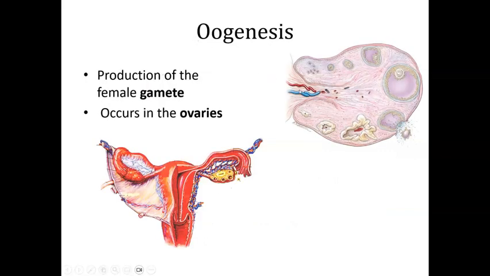Oogenesis is very similar. It's the production of the egg cell or the oocyte, and this occurs in the ovary, usually 1 ovary at a time. 1 egg cell will develop into a mature oocyte once per month, once every 28 to 40 days, usually just 1.